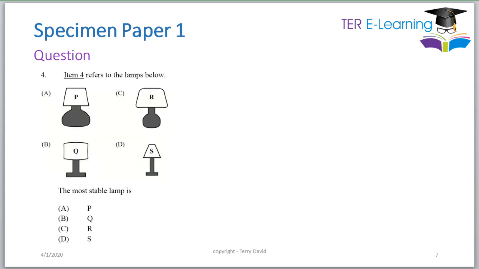Let's go on to the next one, number 4. In number 4, they give us some lamps: P, Q, R, and S, and they are asking us which lamp is most stable. For something to be stable, one, it has to have a low center of gravity.